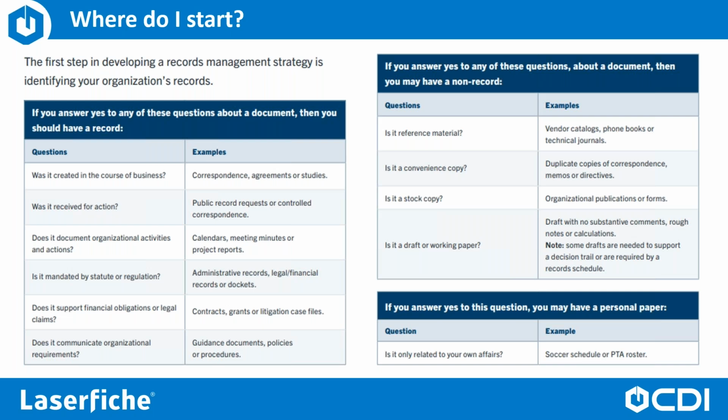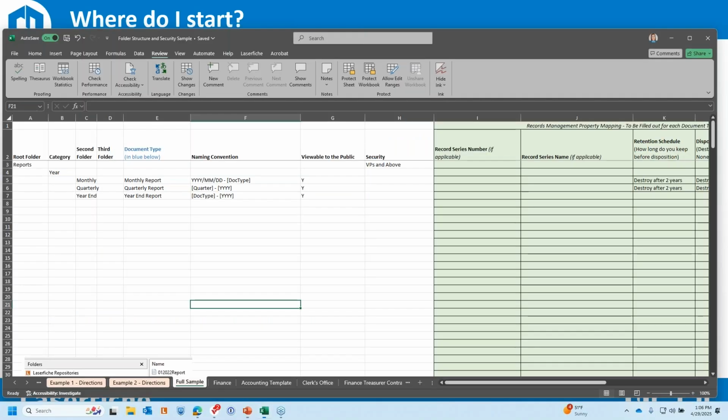Additionally, here at CDI, we use an Excel document that can help you get started with this process. So when we talk about identifying your organization's records, I really mean just coming up with a list of documents that you are archiving. So I want to start out with looking at the Excel document that our team works through when we are assisting customers deploy their records management.